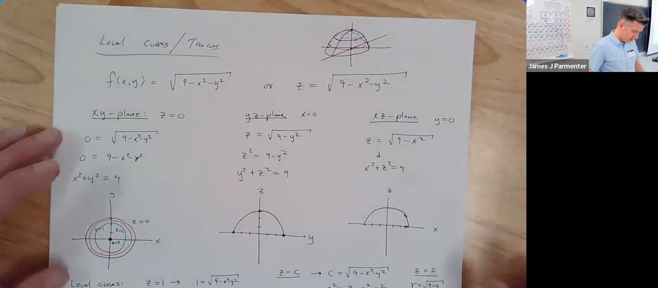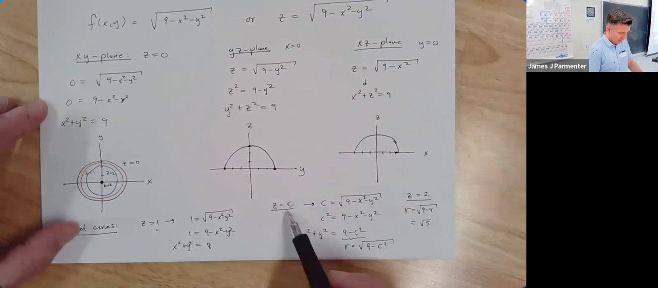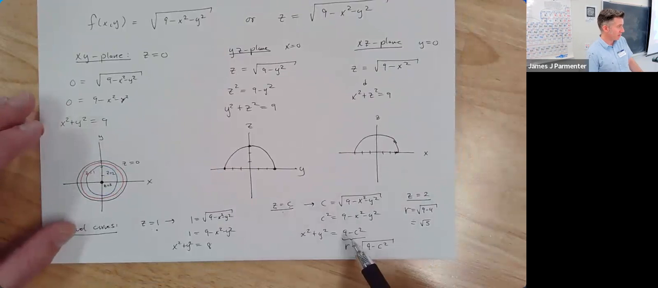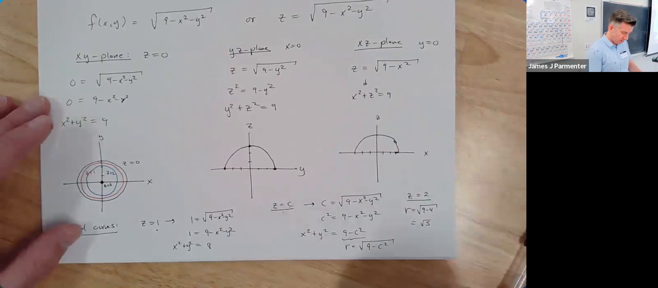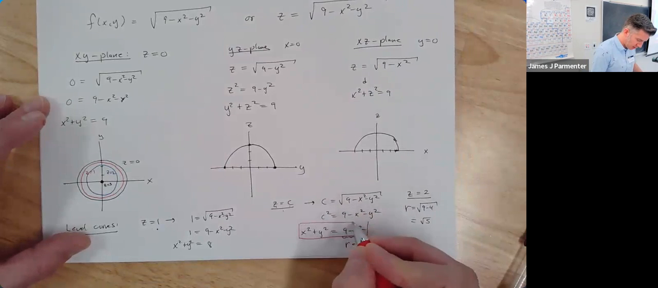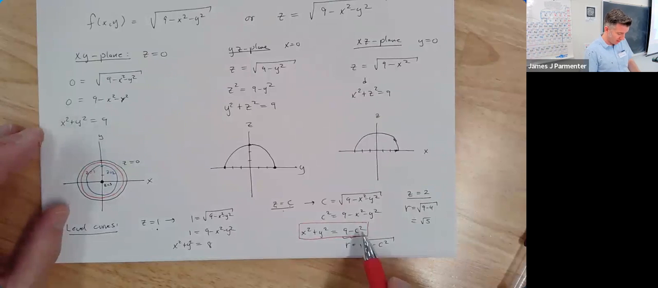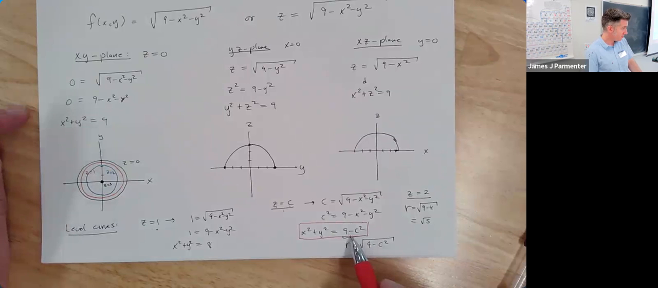But what we often do is say, I'm going to be lazy and say z equals c, and then solve in a way that makes it look like something I'm familiar with. No matter what c value I pick, I have the equation x squared plus y squared equals 9 minus c squared, which is a circle, right? X squared plus y squared equal to a number, a circle centered at the origin, and the radius is the square root of that number.